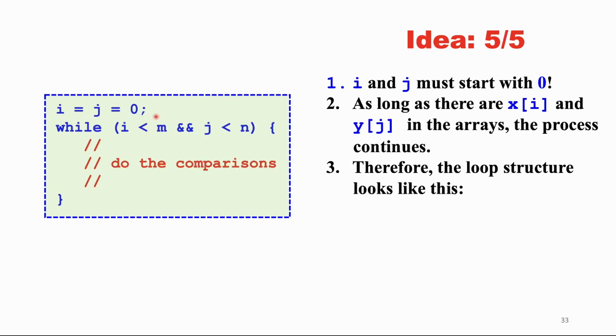When one exhausts, that is i larger than or equal to m, we have used all elements in x. We simply stop because in the next iteration we have no x to compare. Similarly, we do it for j.